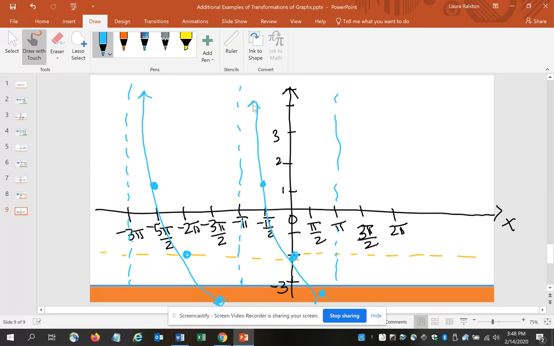Okay? So hopefully you'll find that helpful. We did at least look at what happens if you do a reflection. You've seen the 3 basic curves, sine, cosine, and tangent.